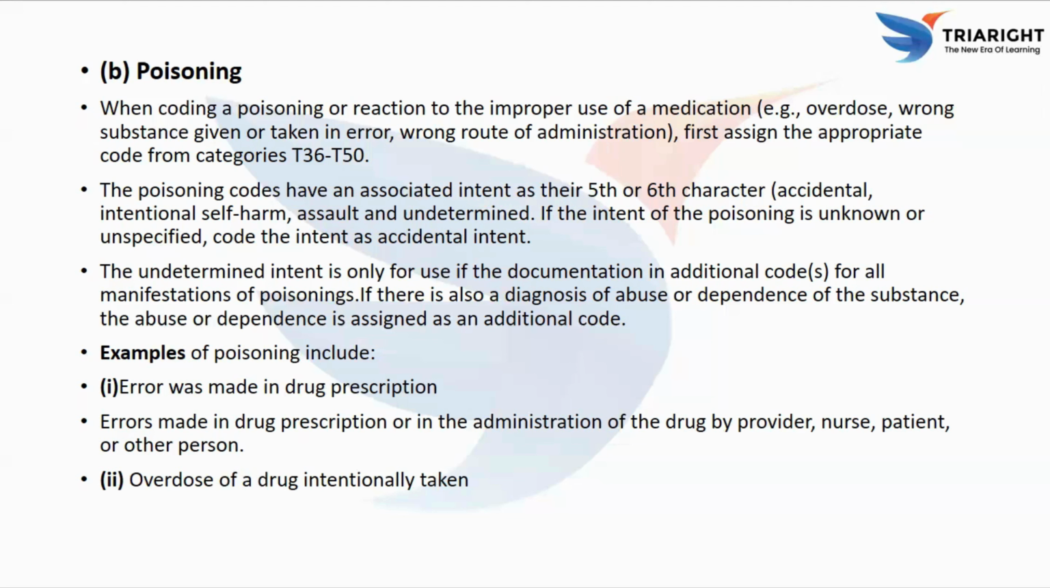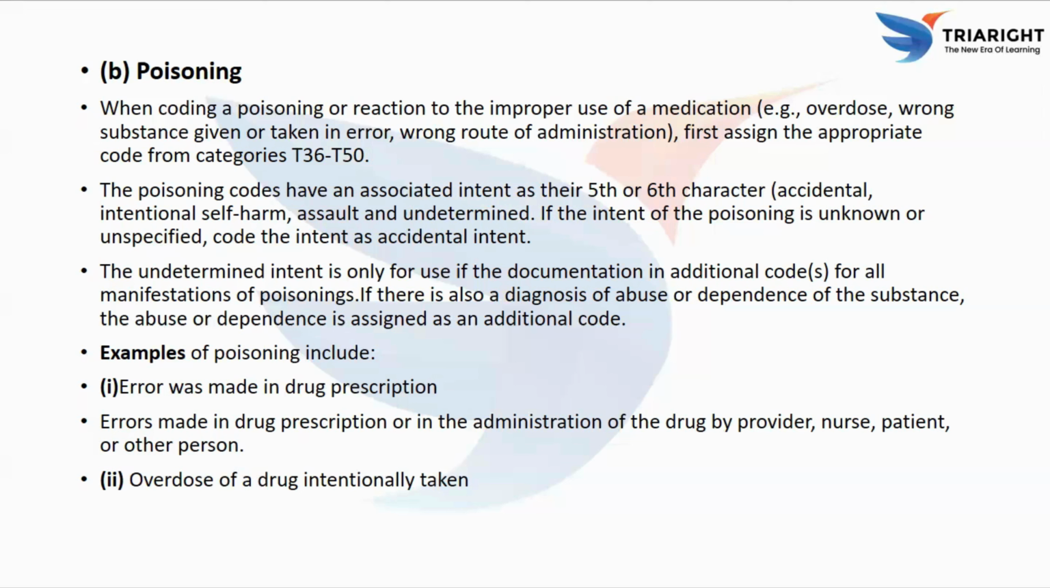The third coding rule is you have to code all the manifestations. Poisoning codes do not describe the symptoms. You must add additional codes for nausea, vomiting, respiratory failure, altered mental status, as well as coma, etc. There is an example, drug overdose causing respiratory failure. The T code you assign first for poisoning, and the additional code you assign is J96.00 for respiratory failure.